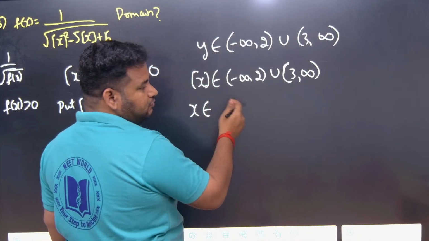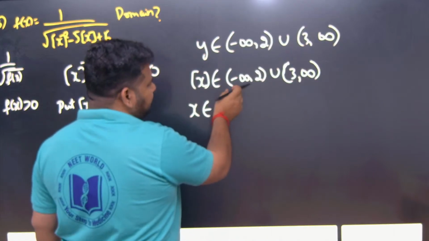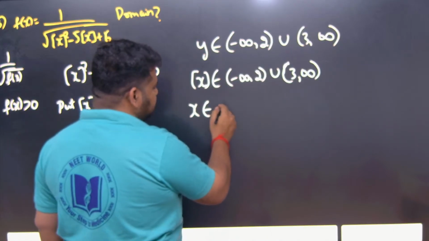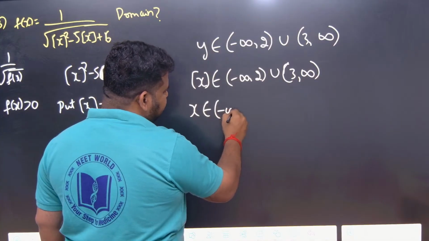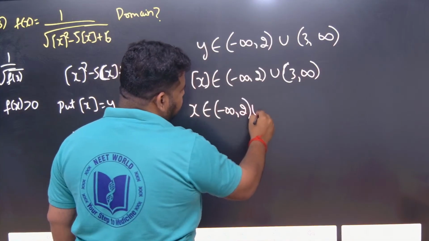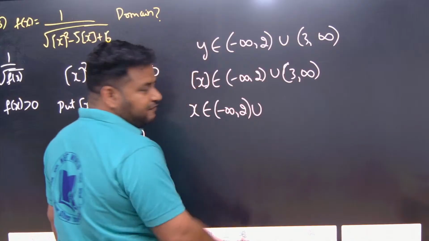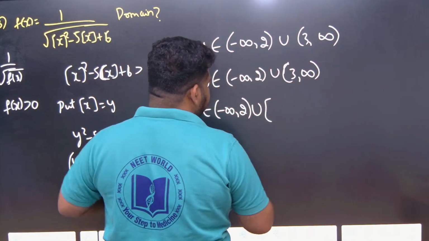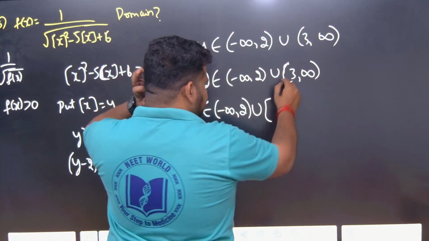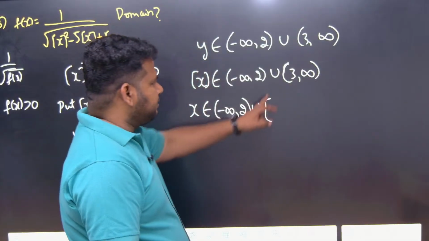x always belongs to closed comma open. Here for minus infinity I can never write closed, so this will become minus infinity comma 2 only. 2 is already open. For 3 comma infinity, for 3 I can write closed. But if I have to write 3 as closed, what should I do? Because here it is open.